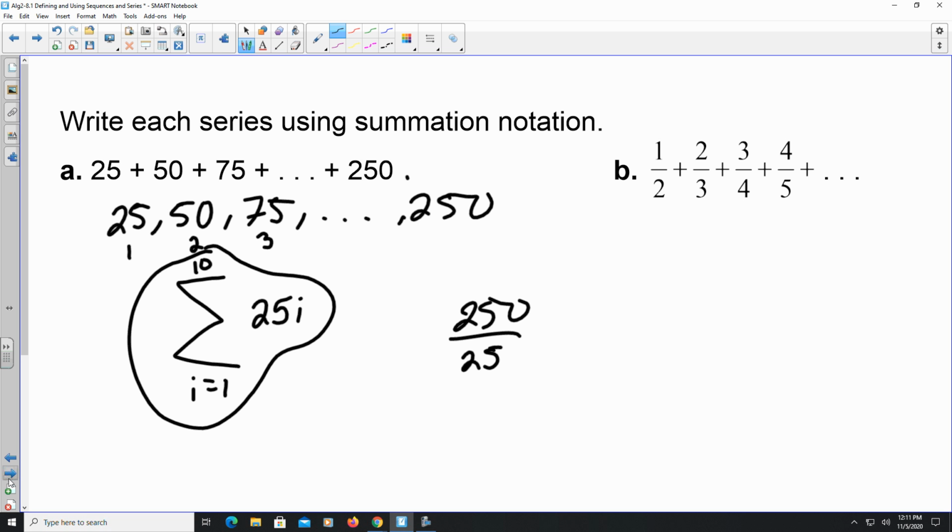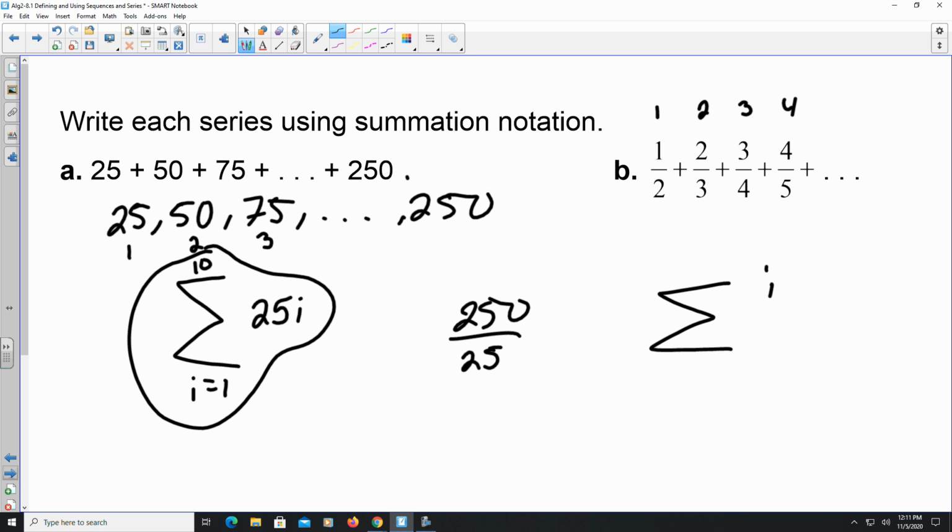Okay. If I looked at B, I have 1/2, 2/3, 3/4, 4/5. Okay. What I notice when I look at this pattern is like this is like my 1, this is my 2, this is my 3, this is my 4. All right. If you notice, every single value in the numerator is the value in a sequence. So what I believe is I am going to put n, or I'm sorry, it's not n anymore, it's i.